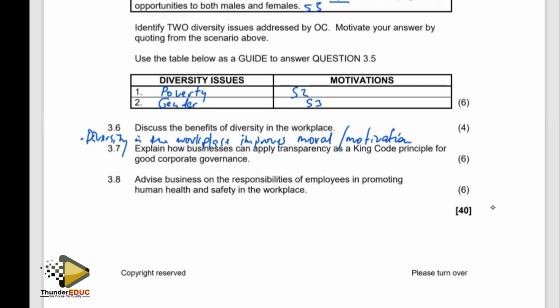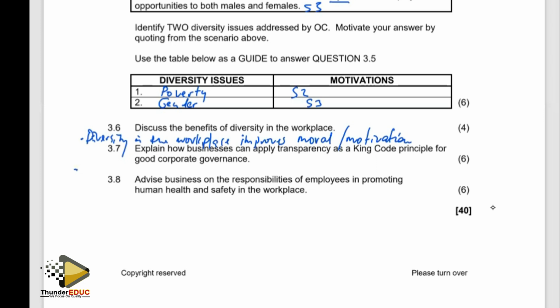Okay, right. So now let's check 3.7. Explain how businesses can apply transparency as a King's Code principle for good corporate governance. Okay, right. So now decisions or actions must be clear to all stakeholders. Also, staffing and other processes should be open and transparent. Auditing and other reports must be accurate and available to shareholders. So also, business deals should be conducted openly so that there's no hint or sign of dishonesty or corruption. The board of directors must report on both the negative and positive impact of the business on community or environment. Also, the board should ensure that companies' ethics are effectively implemented. Okay, right.